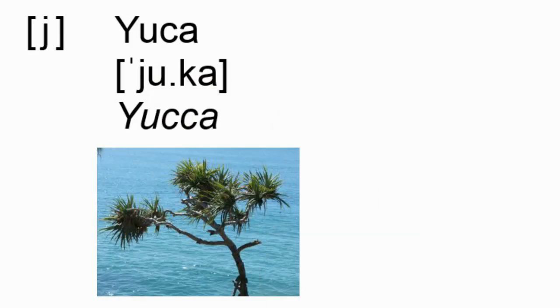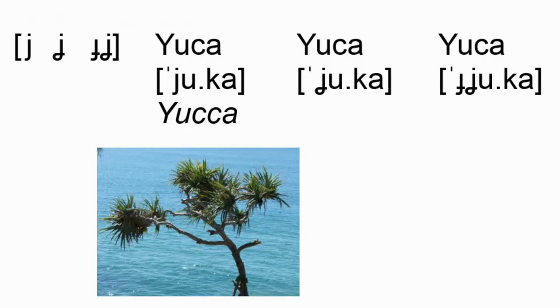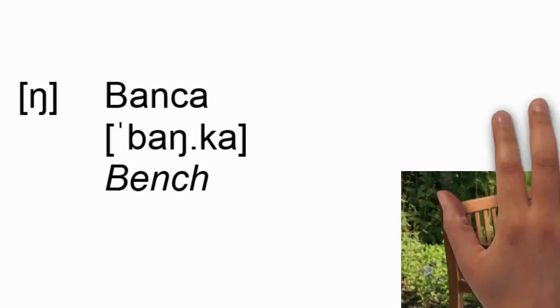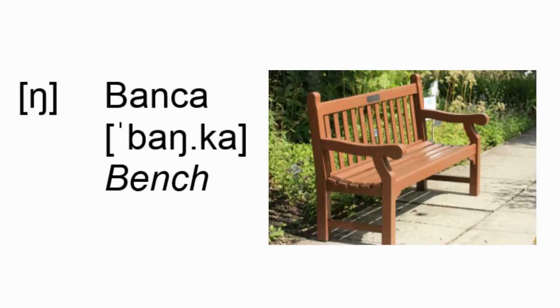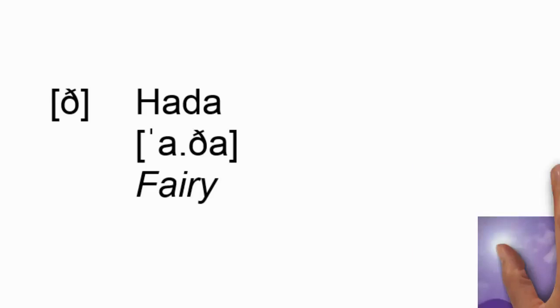Then came 5 mostly familiar sounds with new symbols. There's Y as in yuca. Or if you're going to make it more gritty, you can also say it in other ways, as in yuca. N as in Spanish is banca. This is an N produced with the back of the tongue instead of with the front. Ch as in Spanish is chancleta. And V as in hada.